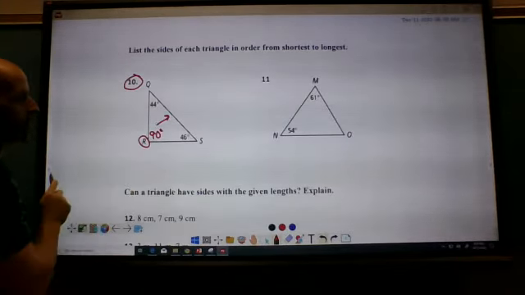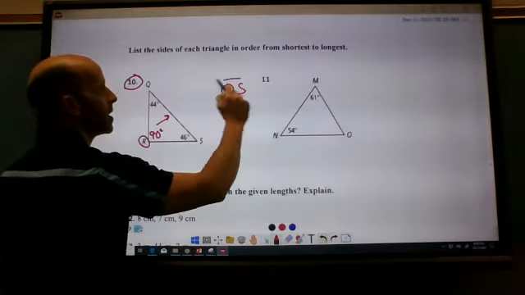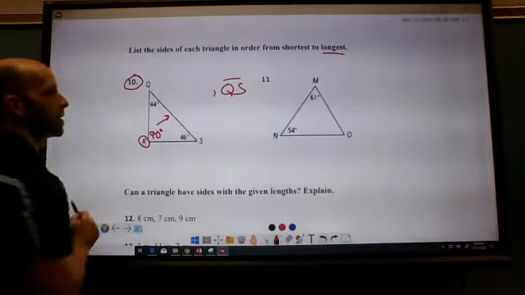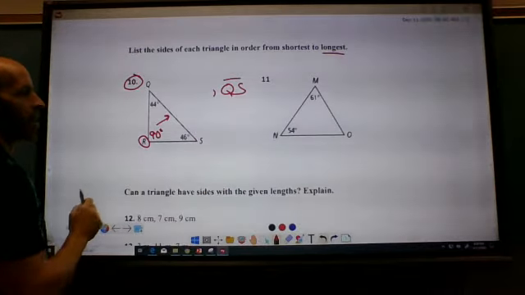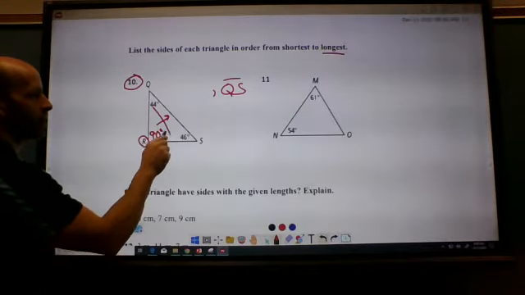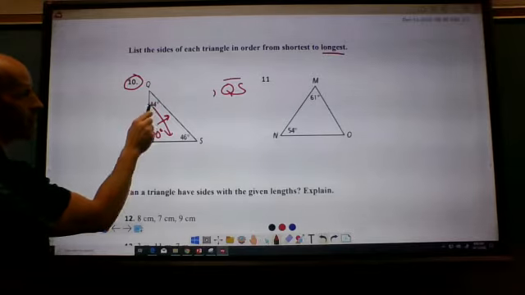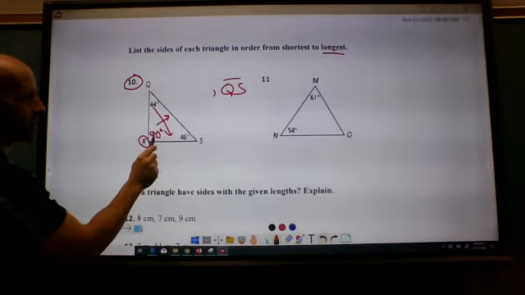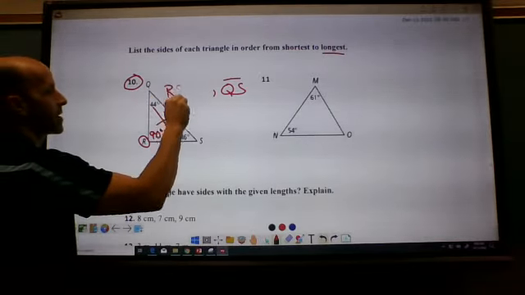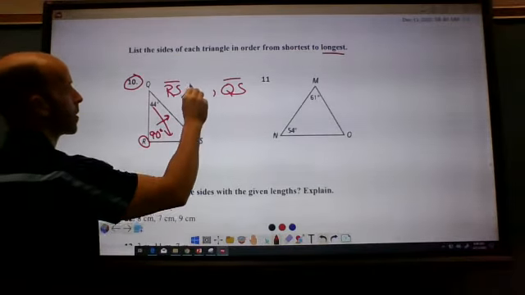Well, it turns out it's the opposite side. So the longest side here is going to be QS, and that's the longest. Guys want to take a stab on what the shortest side is? Well, the shortest side has to be across from the smallest angle. So that means that angle Q, which is 44, which is less than 46 and less than 90. So that means that RS is going to be here. And then, of course, the middle one's going to be RQ.